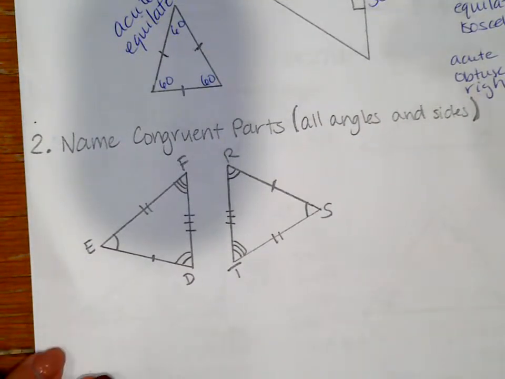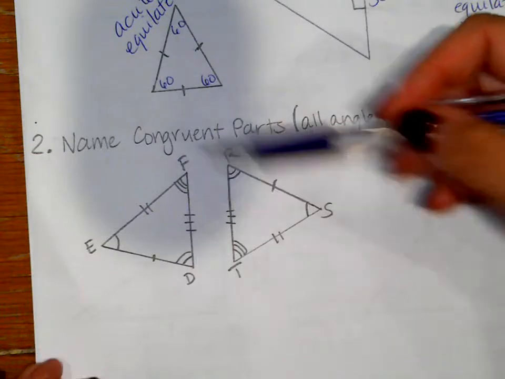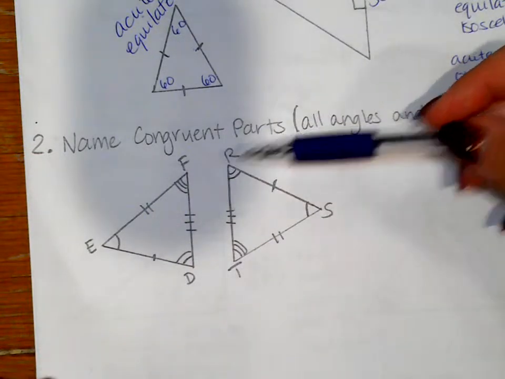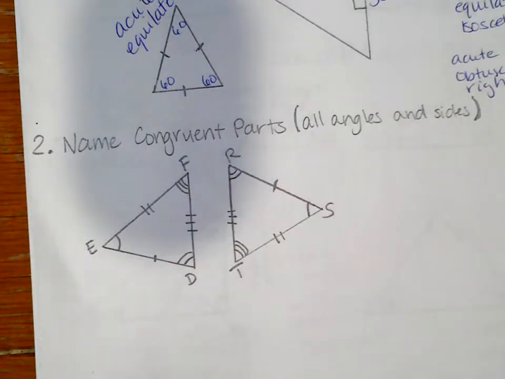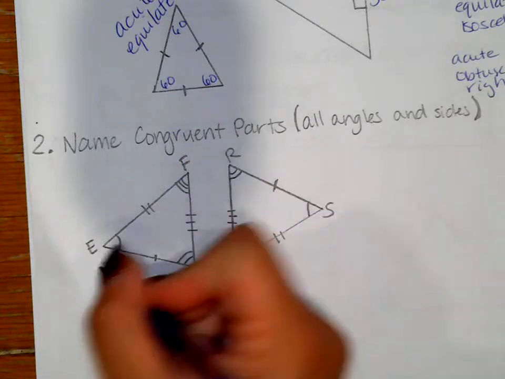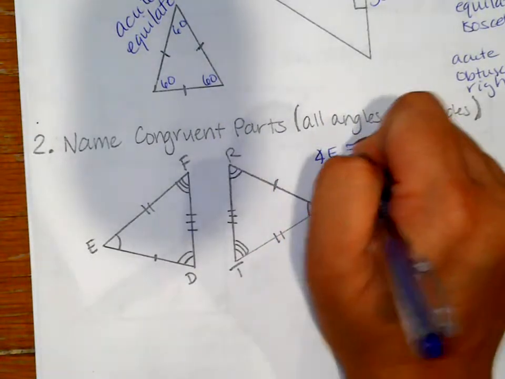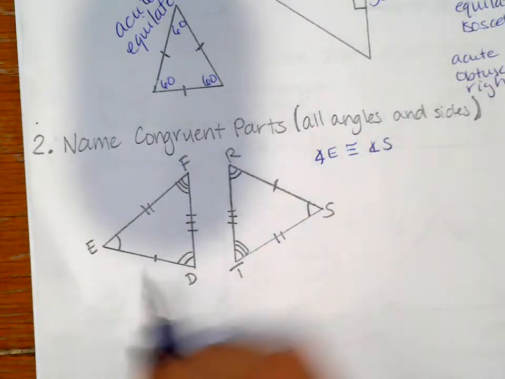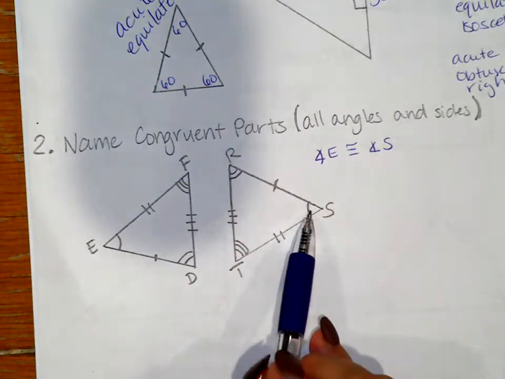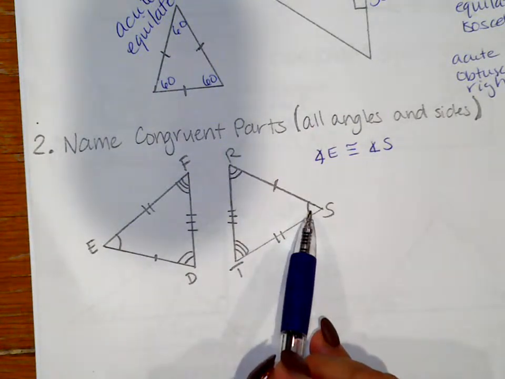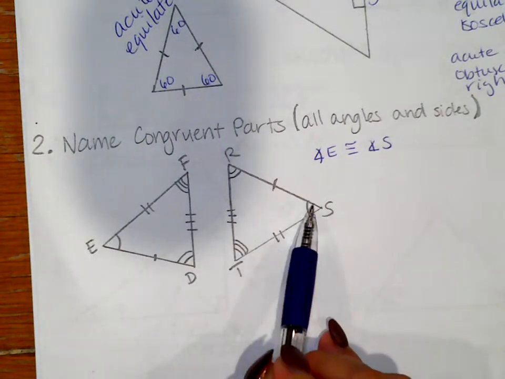All right, naming congruent parts. For this one, it's the basic one. Everything's matched up. So you need to make sure you match up things. So when we label this for naming congruent parts, we're going to name congruent angles and congruent sides. So if you look at this, I'm going to say that angle E is congruent to angle S. Do you guys see that they each have one marking? So I know that these are the same.